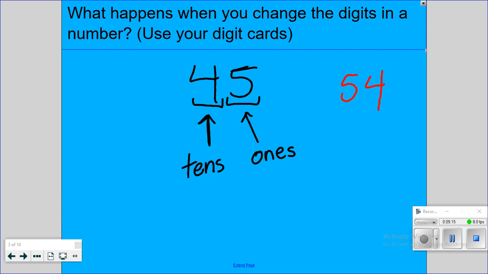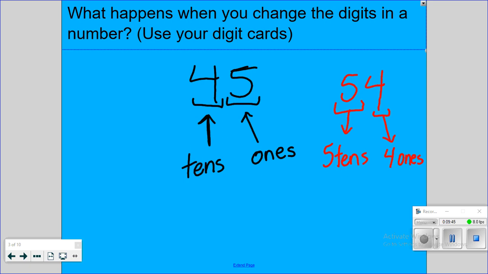Do you know what I mean when I say value? What am I talking about when I say value? Brayden, what am I talking about? How much it's worth. Exactly. Value is how much it's worth. So when I switch it around, I now say, oh, I have 5 tens, and then I have 4 ones.